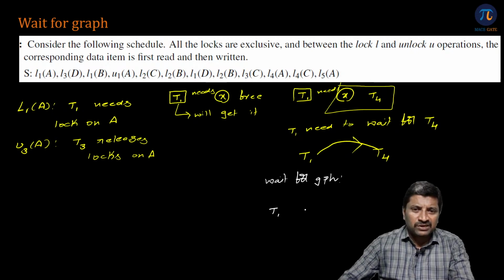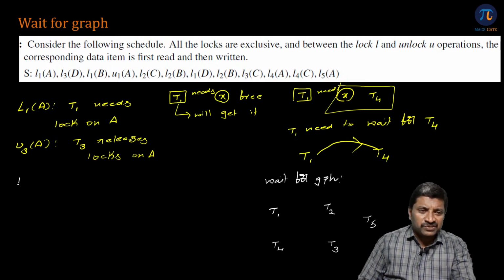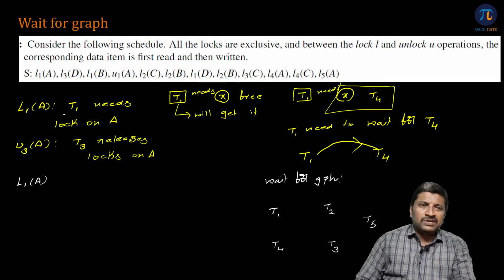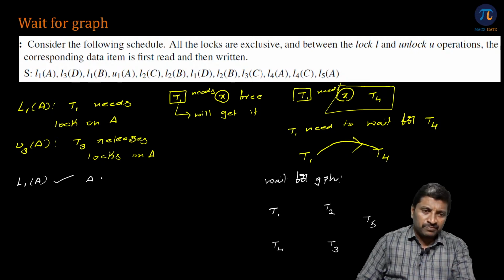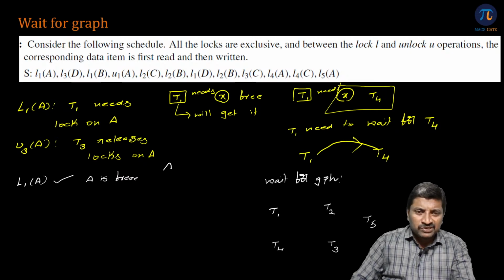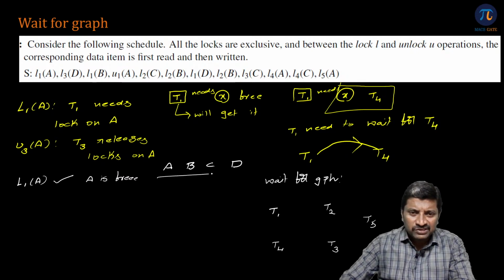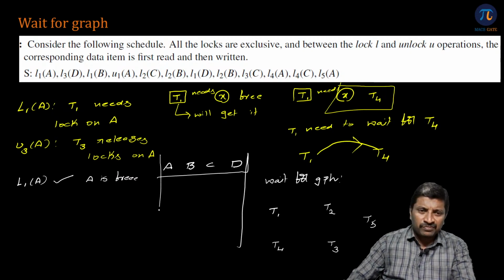Totally how many transactions are we having? I think there are five transactions: T1, T2, T3, T4, and let me have T5. Let me write all the operations first. The first one, L1 of A. Till now, no one has any lock, so it is granted because A is free. The items are A, B, C, D. Since A is free, I gave the lock to T1.